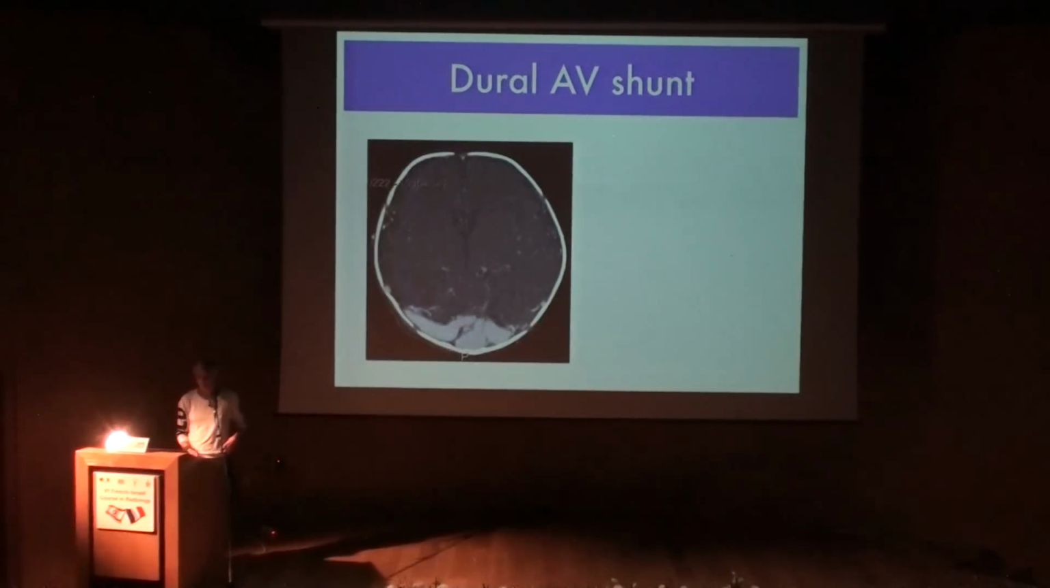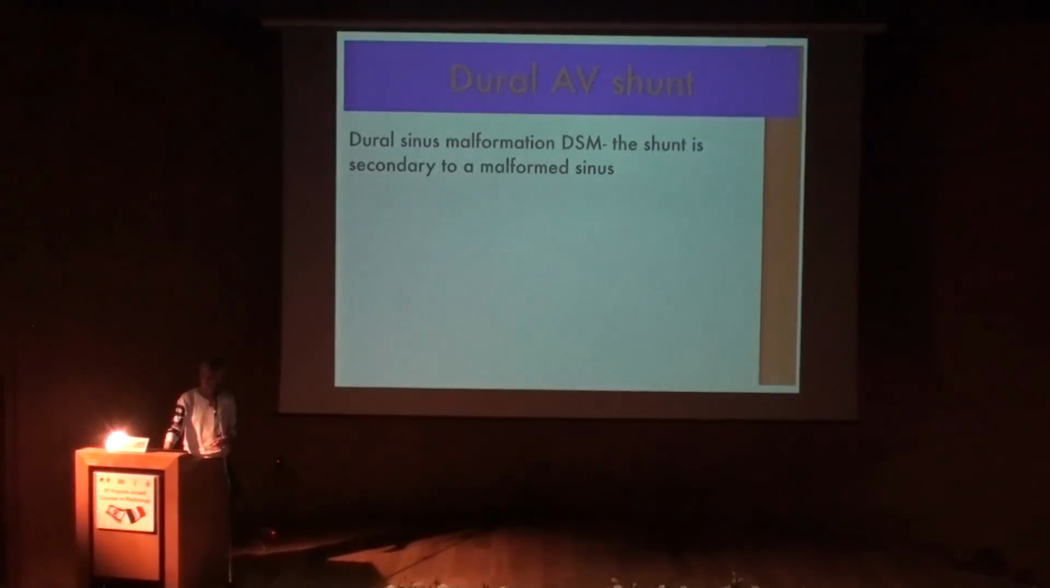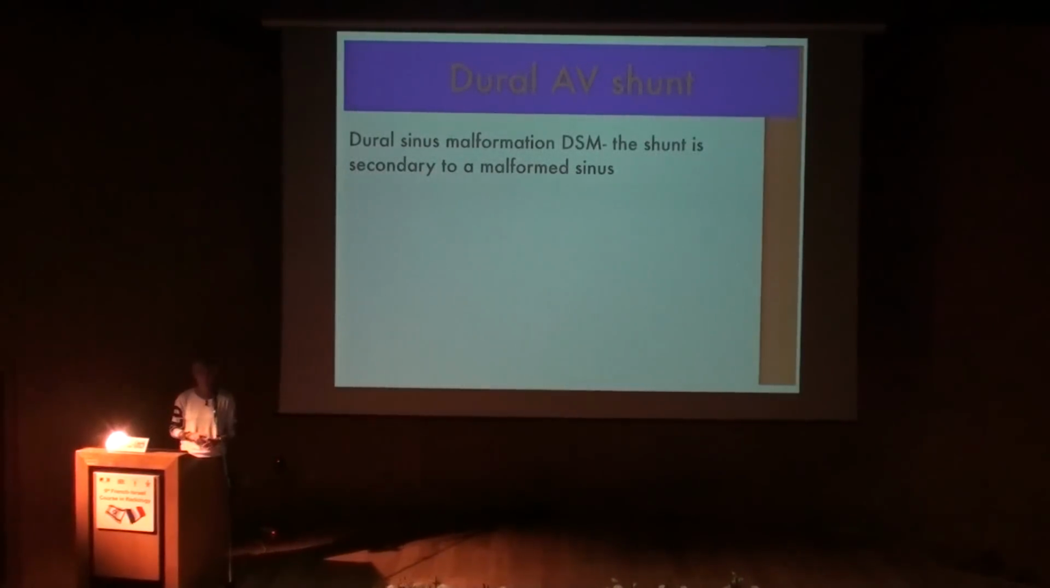I'm almost at the end. A little bit about dural AV shunts, and again, this is about the pediatric population, not about the adults. We have 3 kinds of dural AV shunts in the pediatric population. The most severe and the earliest to happen, like the fetal one, is the dural sinus malformation, the DSM. The shunt is secondary to a malformed sinus.